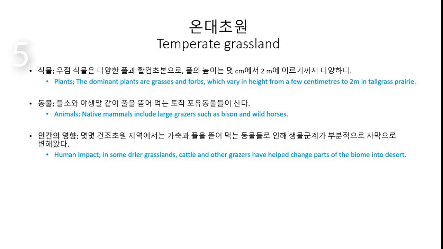Plants. The dominant plants are grasses and forbs, which vary in height from a few centimeters to 2 meters in tall grass prairie. Animals. Native mammals include large grazers such as bison and wild horses. Human impact. In some dry grasslands, cattle and other grazers have turned parts of the biome into desert.